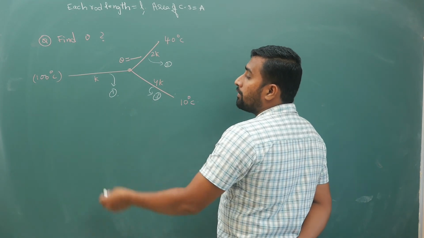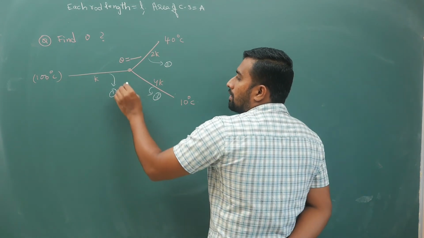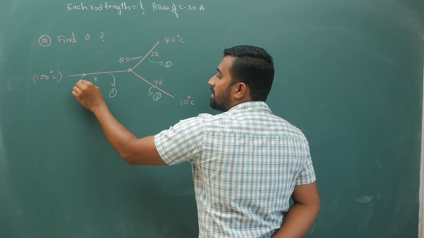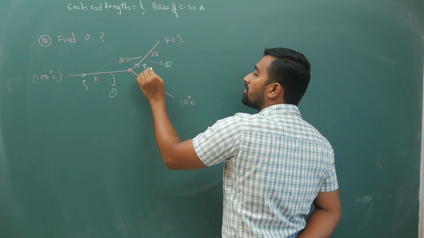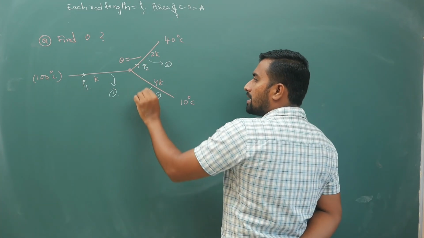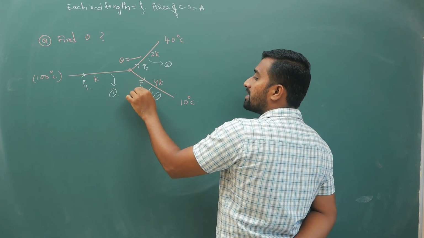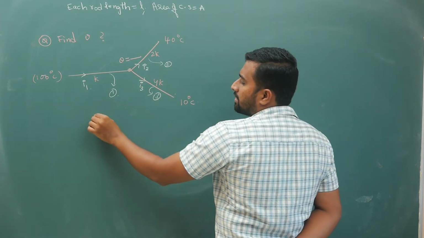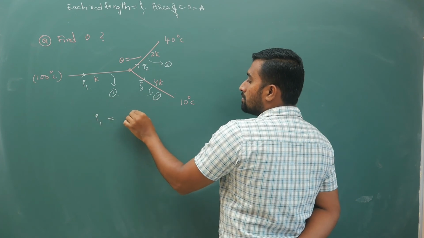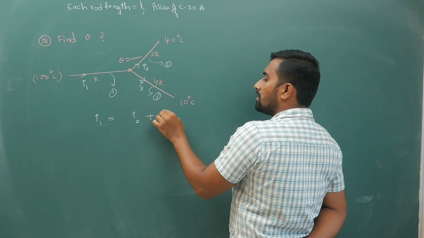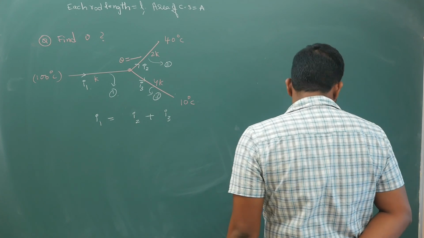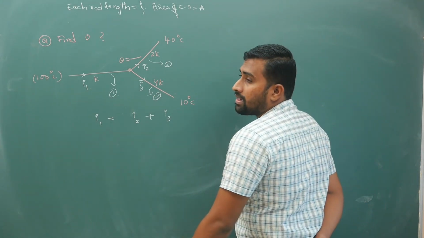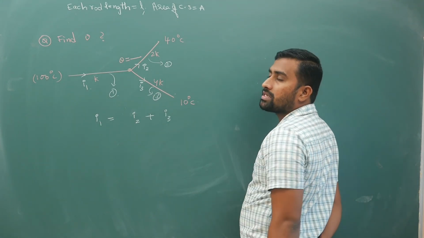Now the current entering is I1. I hope you have tried. Pause the video clip once the question is given, try the answer, then only continue the video. So your current entering is equal to current leaving: I1 is equal to I2 plus I3, according to Kirchhoff's law.